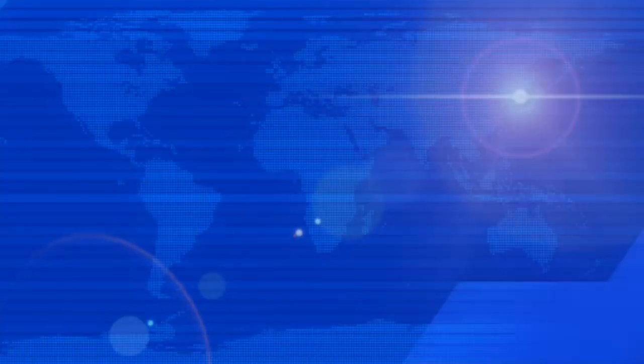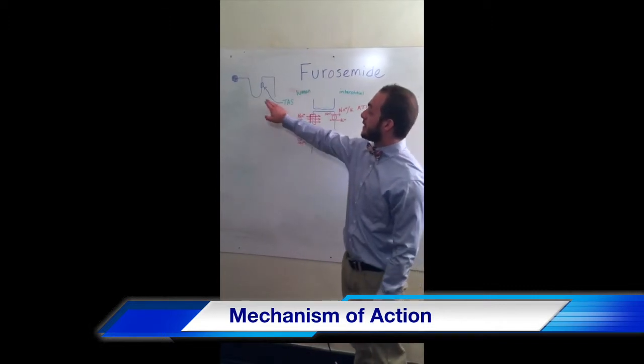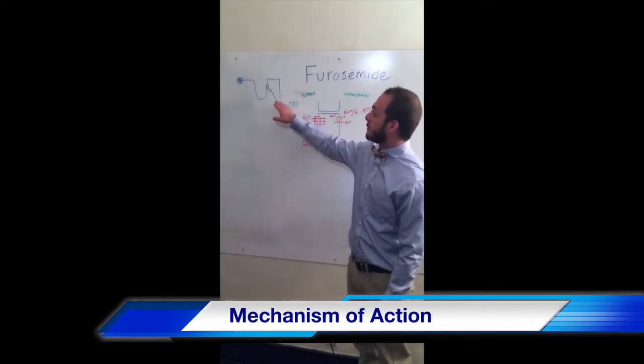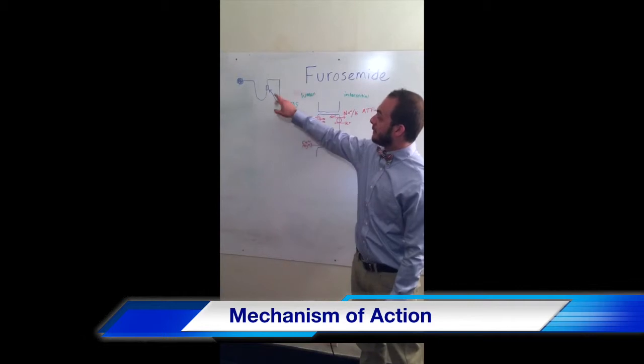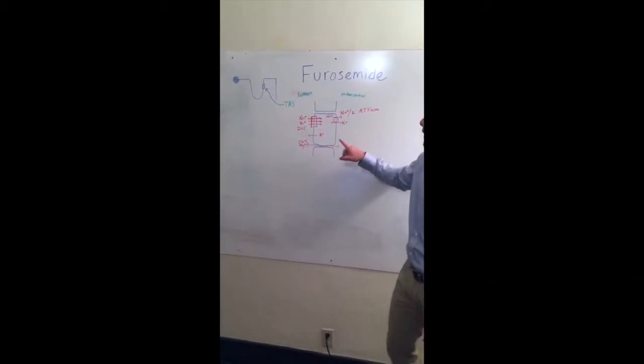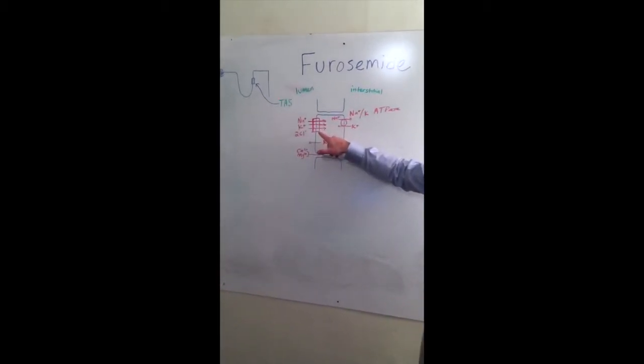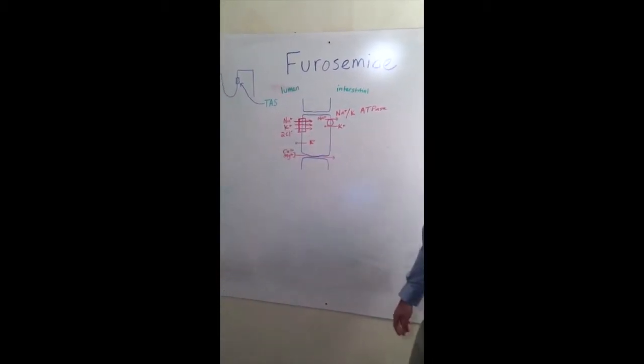Alright, so furosemide is a loop diuretic, so it's going to have its action here on the loop of Henle. We have a picture of the nephron, and if we zoom in on the thick ascending segment of that loop, we'll find the NKCC pump, which is the pump that furosemide is going to have its action on.